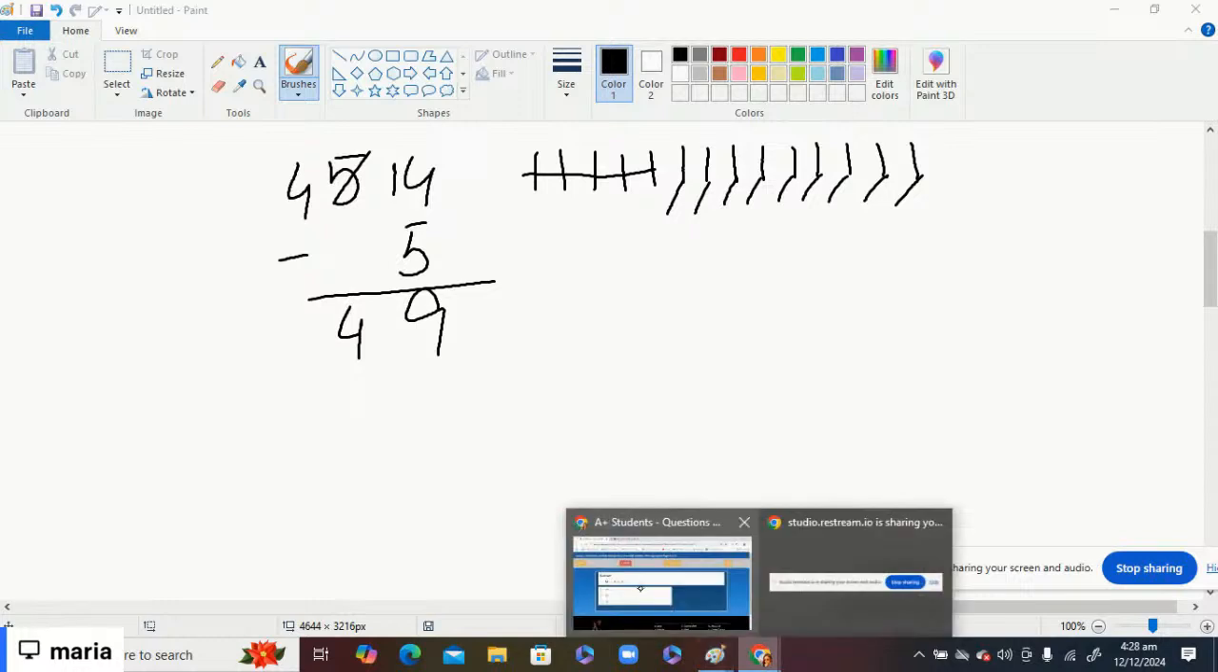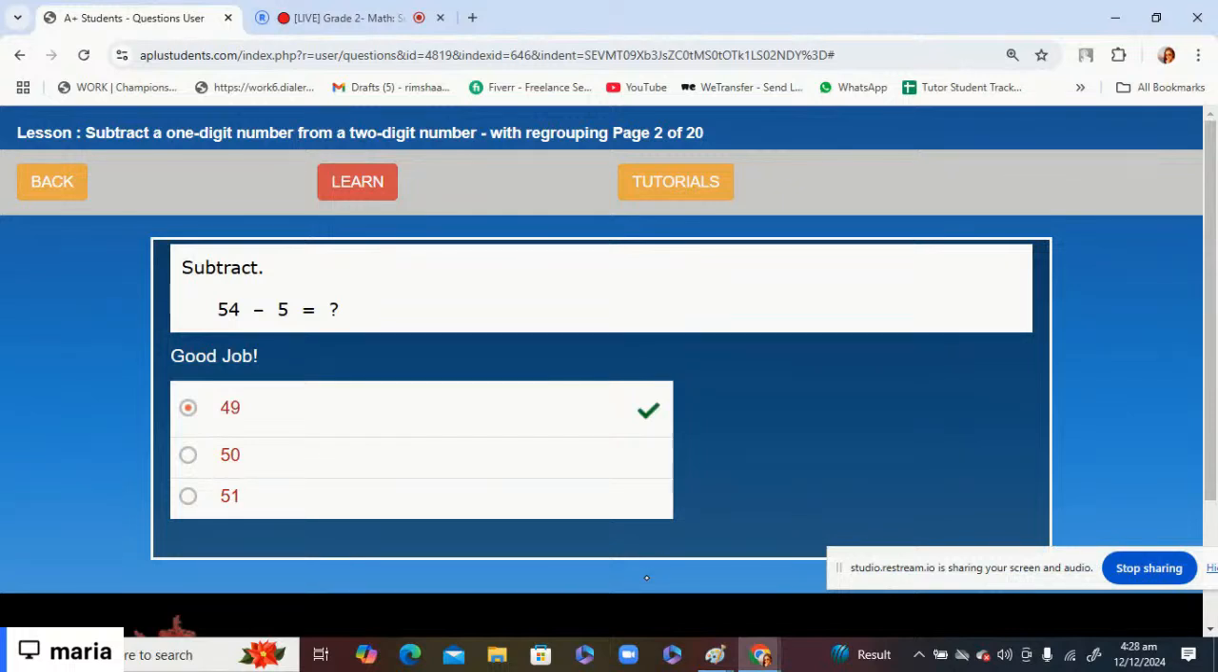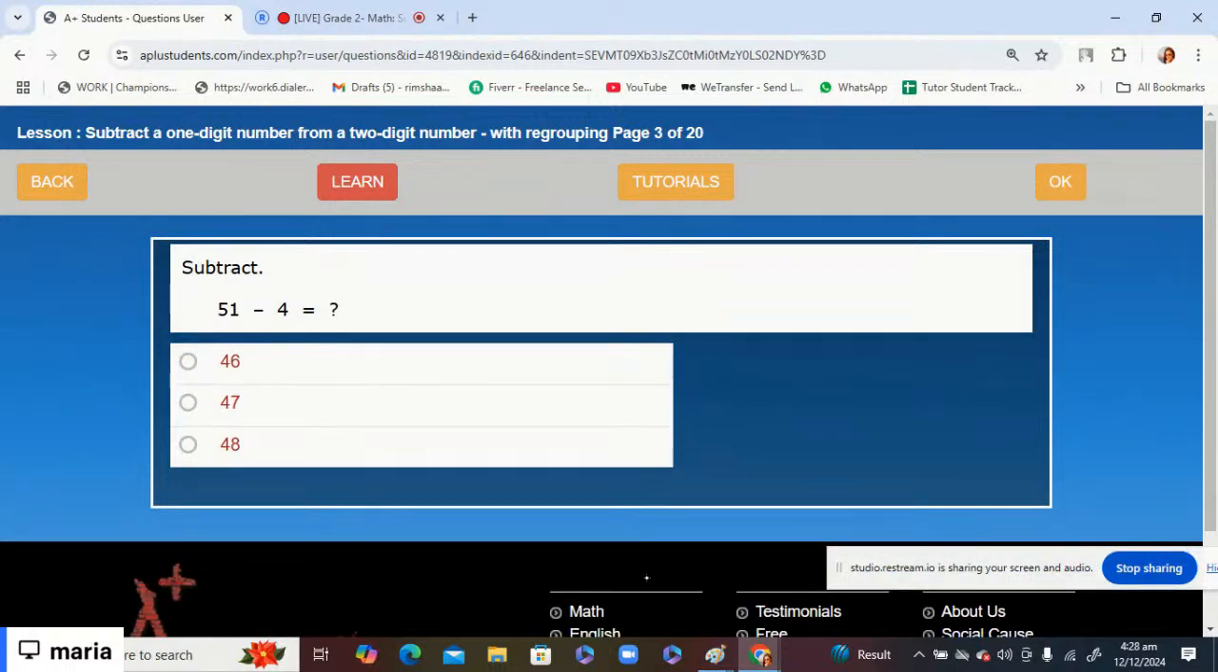That is 49. Let's check. Is there any answer for 49? Yes, it's here. So let's go with it. Now 51 minus 4.